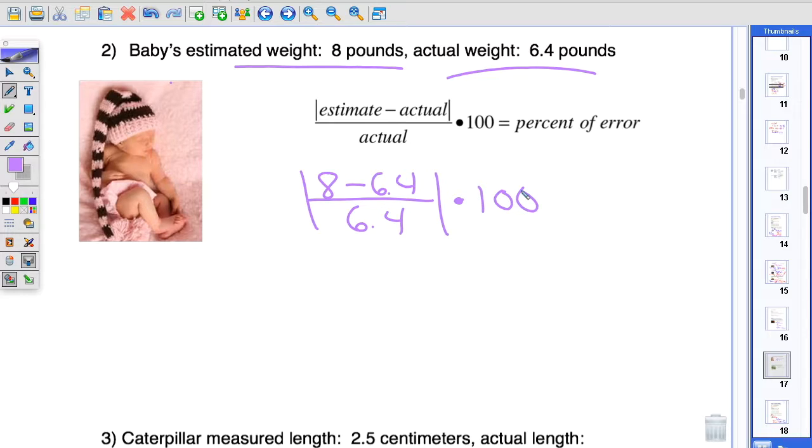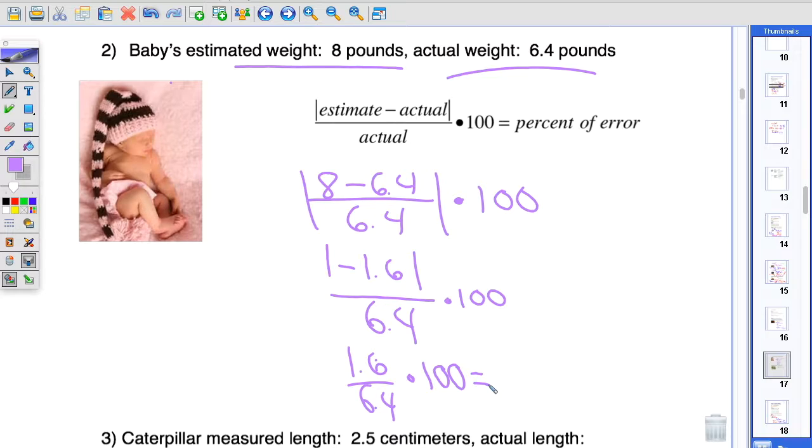When we subtract 8 minus 6.4, we get negative 1.6. Divide by 6.4, we have to take the absolute value, multiply it by 100. We take the absolute value of negative 1.6. It's a positive 1.6. Divide that by 6.4, multiply by 100. We get 0.25. Multiply that by 100, which brings your decimal over 2 places to the right. So it's 25% error.